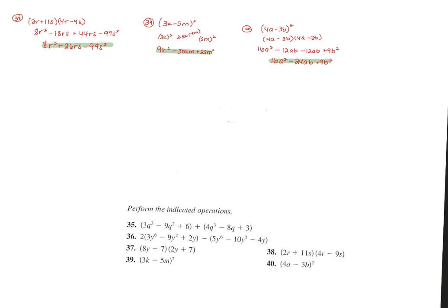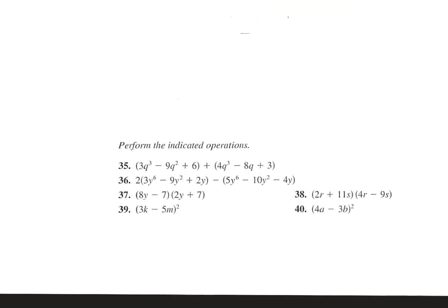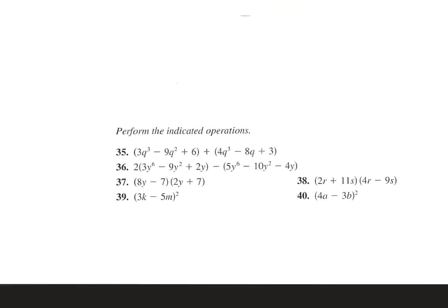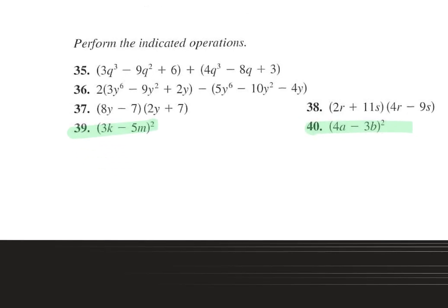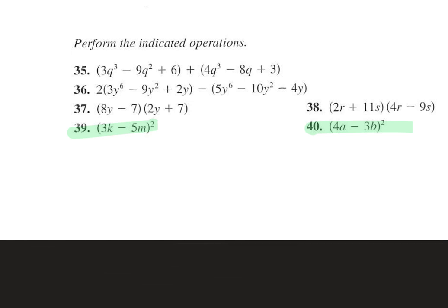So just to review, I would say the special products will save you some time. So in 39 and 40, obviously you can distribute that out. I could expand and FOIL it out, or like 3k minus 5m. Or I can use the shortcut on anything that's in parentheses squared.